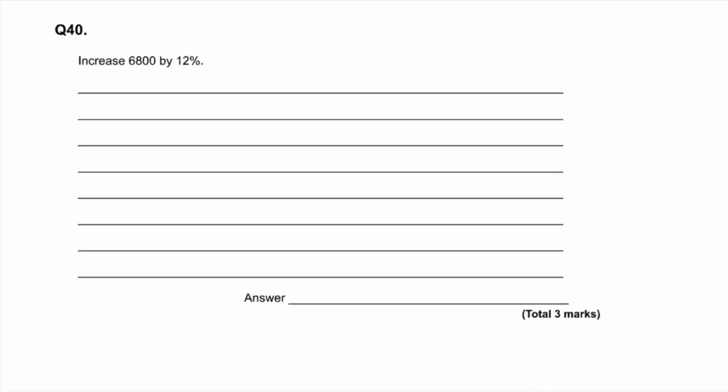Okay. Question 40, increase 6,800 by 12%. So again, if 100% is 6,800, then 10% is equal to 680. 1% would be a tenth of that, which is 68, and another 1% would be another 68. So if I add all of those together, including the 100%, that's going to give me 112%. So we've got 100%, we've increased it by 12%, we've got 112%.